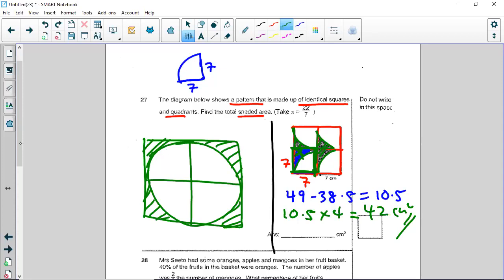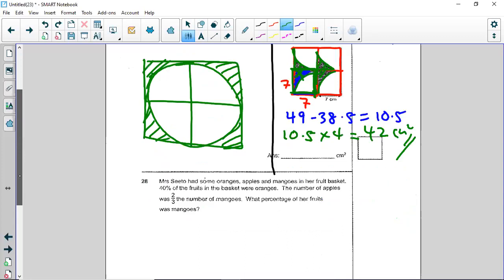Okay, question 28. Mr. Sito has some oranges, apples, and mangoes, and 40% is talking about what? Talking about the fruits in the basket. Right, so the fruits in the basket must be 100%, right? And 40% were oranges. And the apples was 2/3 the mangoes.